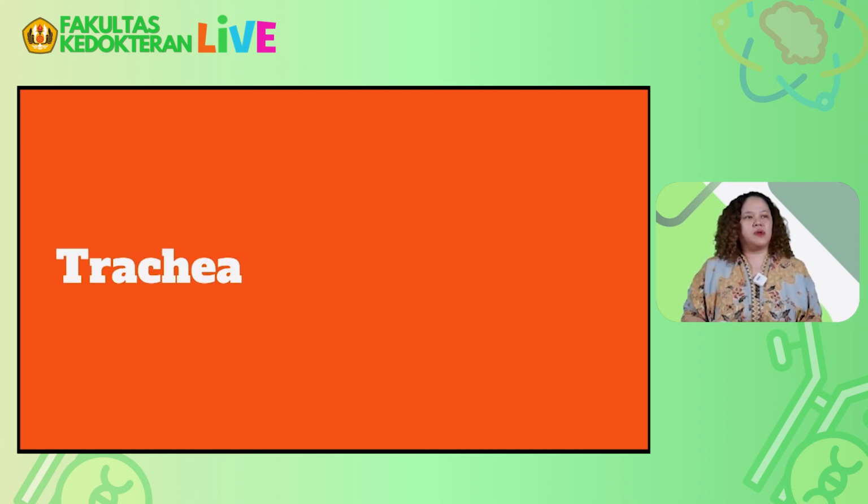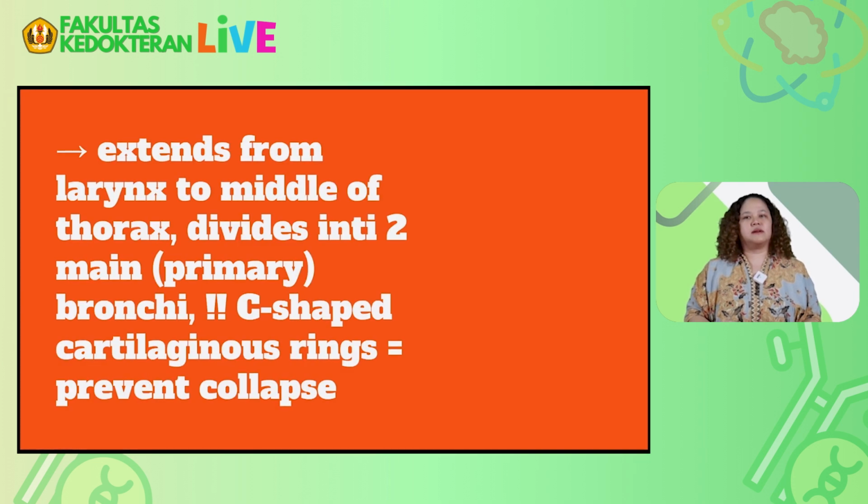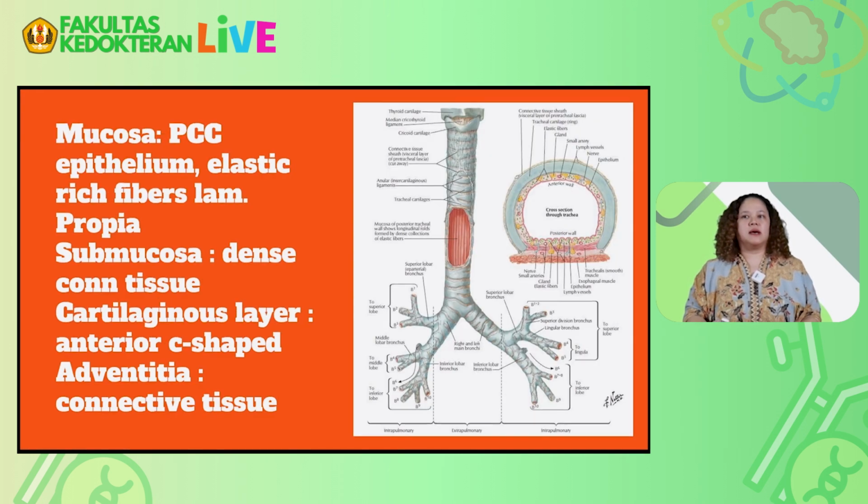Okay, now we will talk about the trachea. What is the trachea? The trachea is a tube that extends from the larynx to the middle of the thorax. This divides into two main bronchi, and this structure is typically respiratory mucosa lined by pseudostratified columnar ciliated epithelium. You can also find goblet cells in its lamina propria. In the trachea, there are lots of elastic fibers.